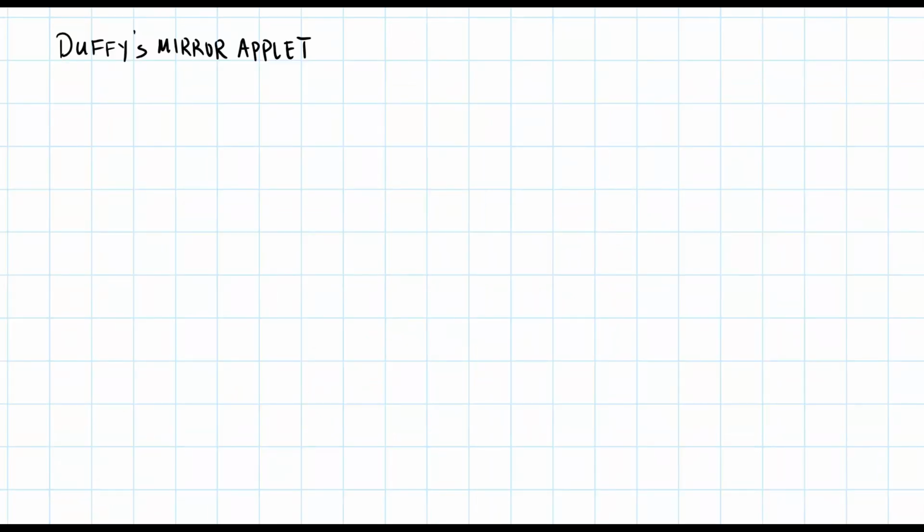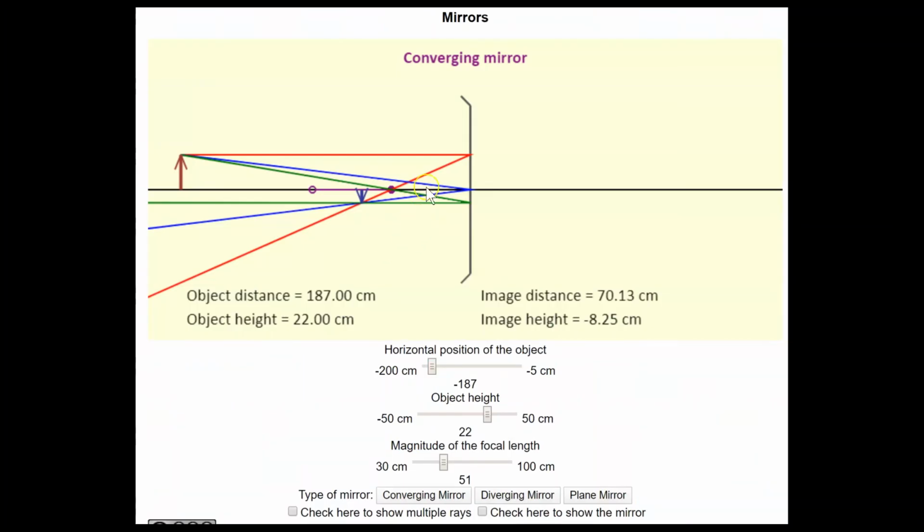Let's use Duffy's mirror applet to go through the converging mirror. So what you're seeing here is that I have a converging mirror. Again, look how the tips here point inwards, showing that it's converging. And what you find here is that this is the horizontal position of the object, this is the object height, and this is the focal length. Now, I have F and 2F here, and the object is in red, and in blue here I have my image.